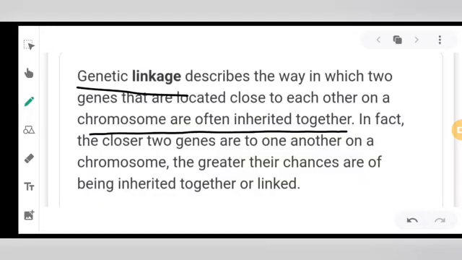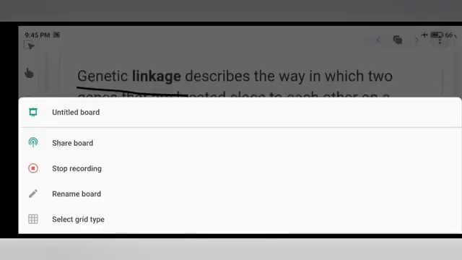Now we will see what is linkage. Linkage means linked. That means the genes which are located close to each other have the tendency to be inherited together. They cannot be separated from each other. This phenomenon is termed as linkage. Now linkage is of 2 types, one is complete, another one is incomplete.